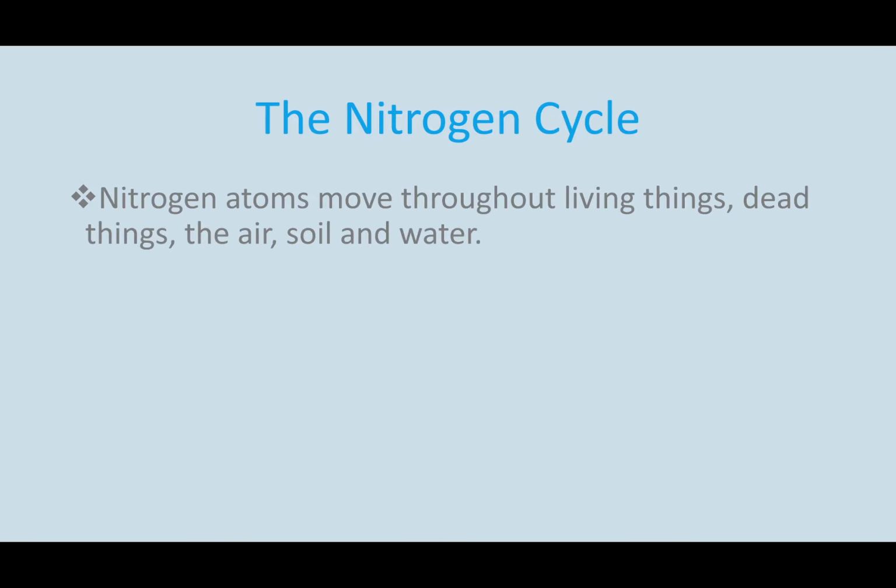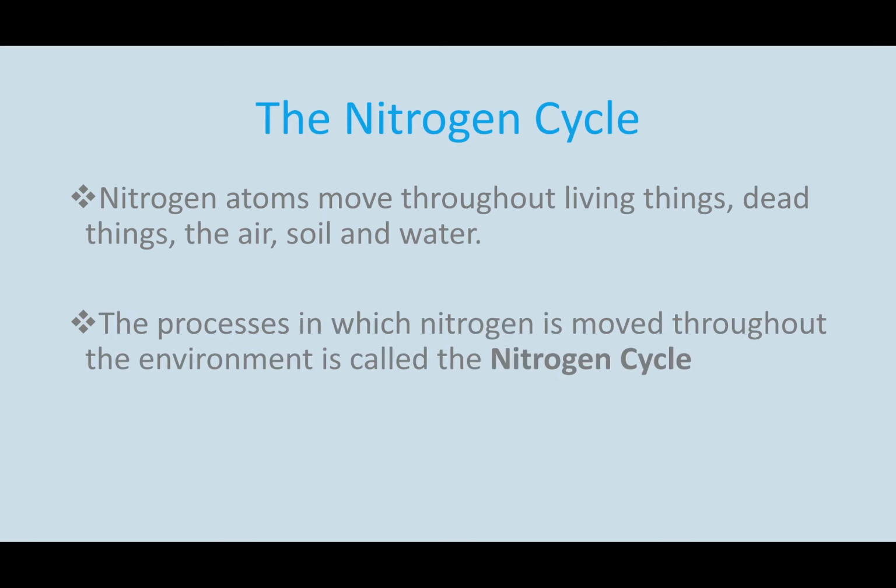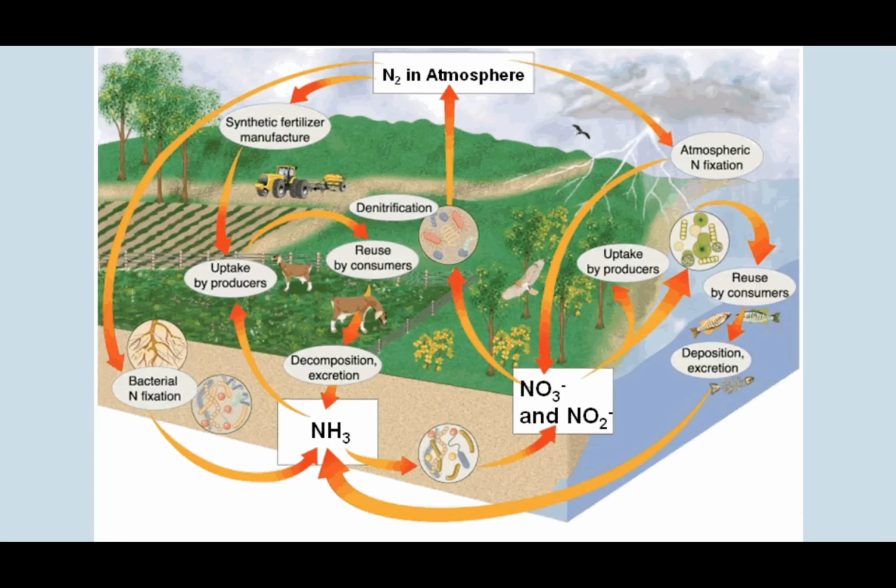So again, nitrogen atoms move throughout living things, dead things, the air, soil, and water. So again, the nitrogen cycle is just how it moves through that, or all the different processes that are required in moving nitrogen through the environment. This is just an overview of the nitrogen cycle.